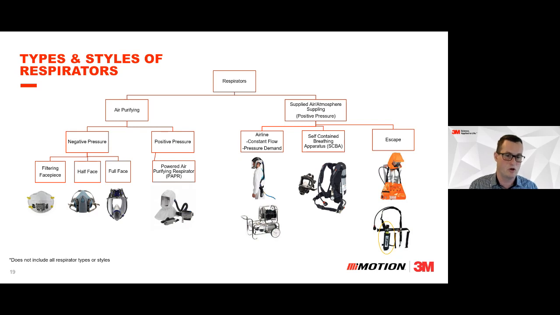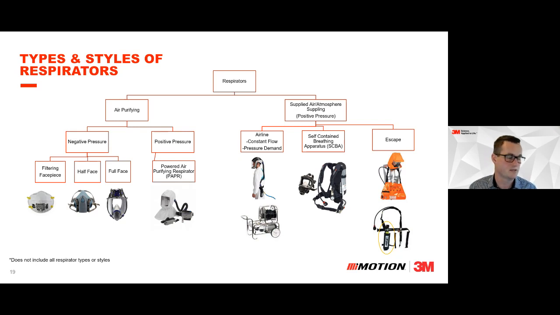So both are air purifying, both using filters of various types depending on the equipment you've got, versus the supplied air or atmosphere supplying type of equipment, where the air, the oxygen, is being provided to the wearer from an external source, whether that is hooked up to a compressor, maybe through some cylinders on a trolley, or a self-contained breathing apparatus. When we think about emergency services, where they don't know what they're going to be exposed to going into those types of environments, they bring the air with them, and there's the escape type of equipment. So it's a high view. We're going to look a little bit closer at some of those air purifying equipment, as the more common ones in industry.